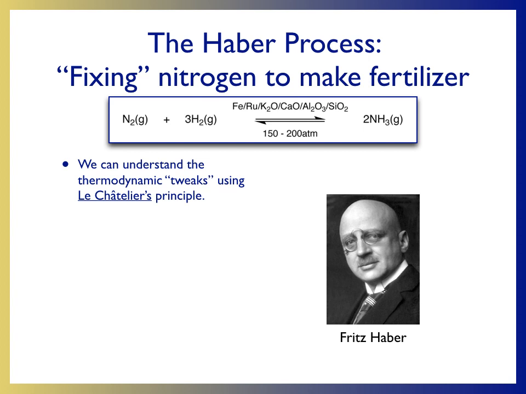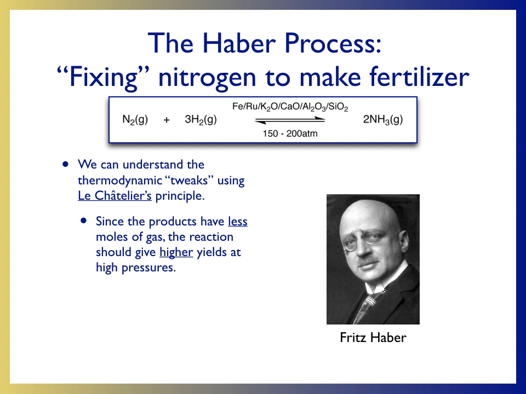One thing you'll notice about the Haber process is that it takes place at very high pressures, at upwards of 200 atmospheres. If you recall, increasing the pressure of the reaction shifts the equilibrium towards making fewer moles of gas. Since the products have fewer moles of gas, increasing the pressure will push the equilibrium towards making more ammonia.